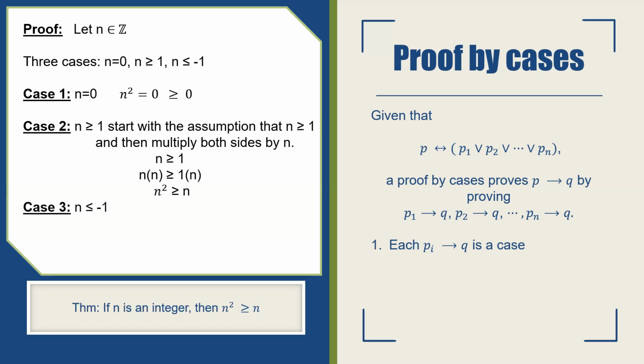Final case, what if n is a negative integer? Well, here we're going to use the idea that if you take a negative number and square it, you get something that's 0 or positive. So if I know that little snippet, I can then say n squared has got to be greater than or equal to 0. The 0 is then strictly greater than negative 1, and by assumption, negative 1 is greater than or equal to n. So I've again proven my theorem.